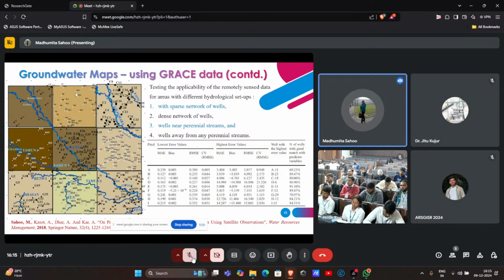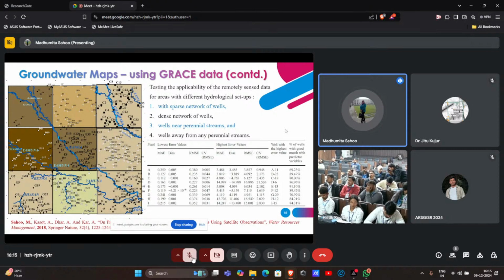So how these wells individually were able to correlate with the GRACE data, if it is possible or not. And we use the machine learning technique. We have got a paper here. If you are interested, you can go through the paper. And we try to see if it is possible to use the GRACE data at such a small scale, like it's not even a single big catchment, it's part of the catchment.